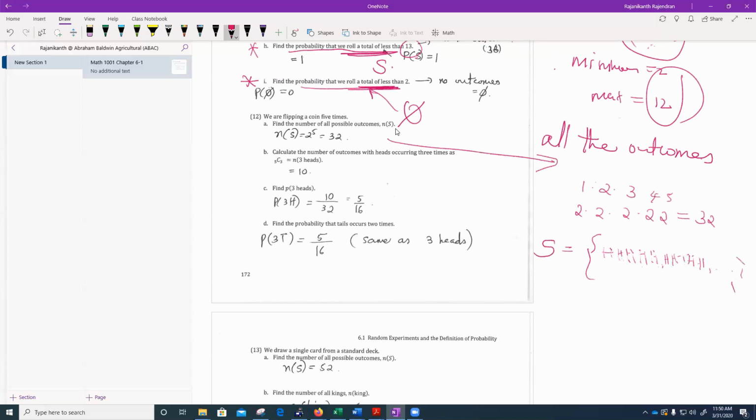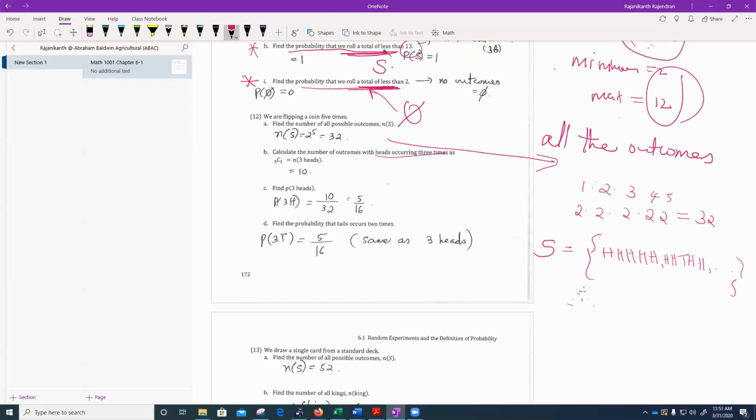But part B asked what? Calculate the number of outcomes with 3 heads. Now among these 32, you have to look at how many outcomes will have 3 heads and 2 tails. In other words, we have to have 3 heads.